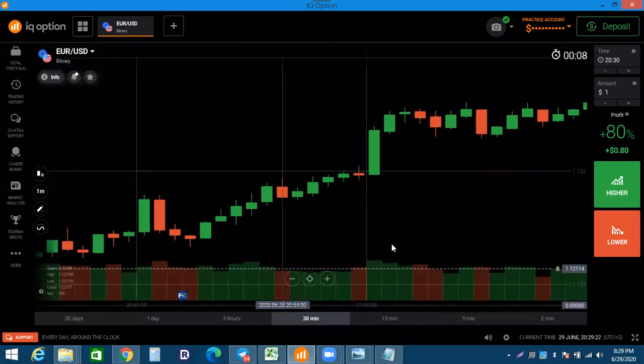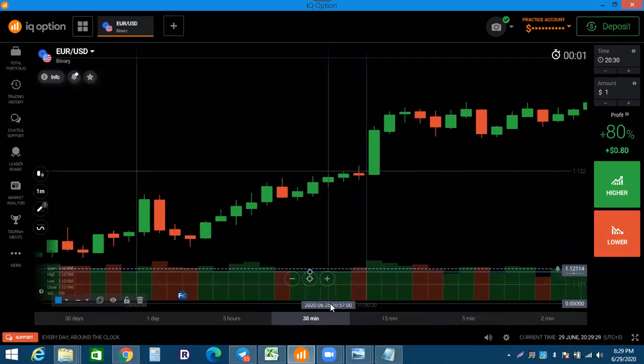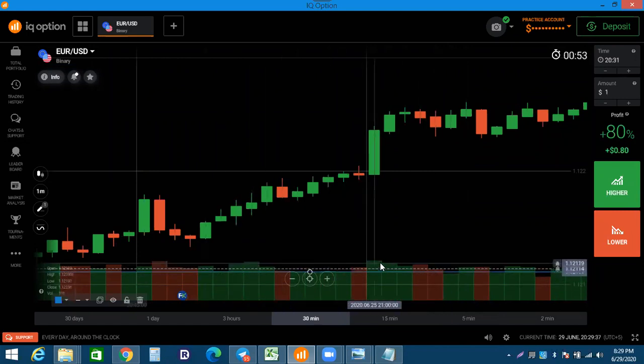So now, if there is an average volume you want to find, just draw the line. If all the candles are reaching this line, the candles are above the average volume. You don't need a moving average.